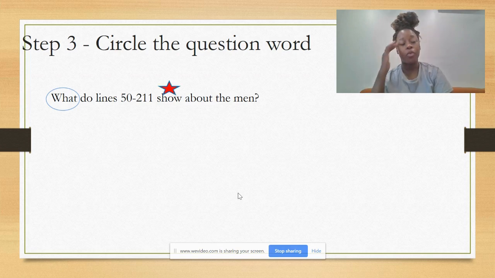Now, before we move on to answering the question, we want to do what we did with the first example. We want to really think about what the question is asking us. Another word that we notice here is the word show. Say show. Good. And so similar to the first question, it's asking us what lines 50 through 211 show about the men. And so what we're going to be looking for are character traits, something that describes how the men behave based on the evidence that we can gain from lines 50 through lines 211.